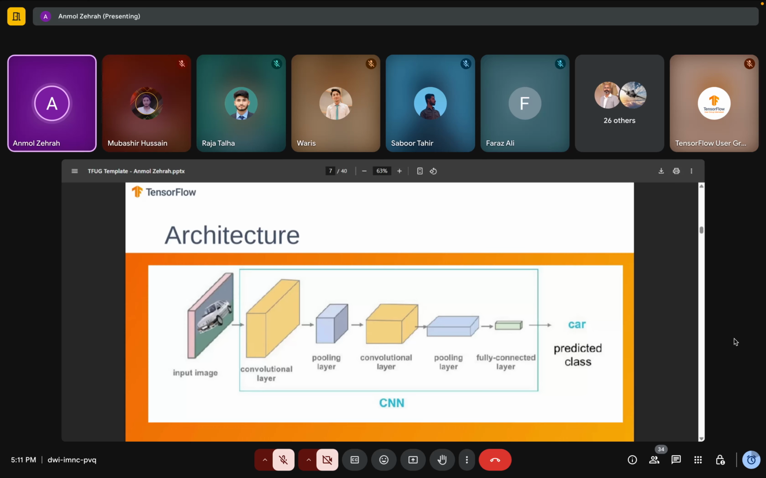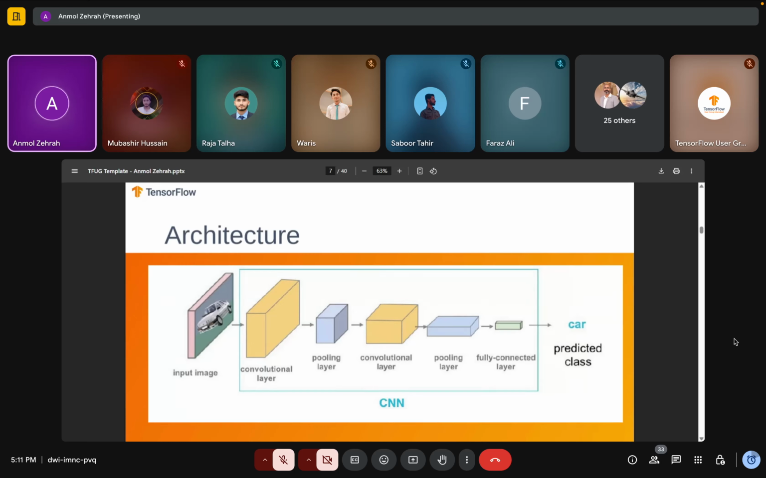Then next we have the pooling layers. Now what the pooling layers do is that they help reduce the spatial size of the features. If I want to put this simply, I would say it's like zooming out. You zoom out the image and obviously you lose a bit of detail, but you're also gaining speed and robustness. You're focusing on the more important parts of it, right?